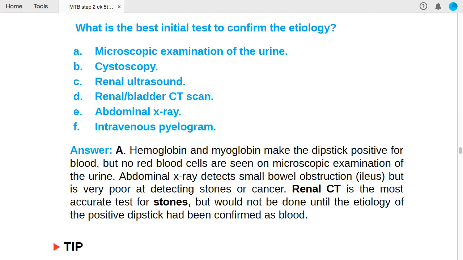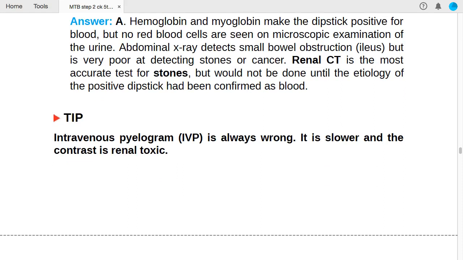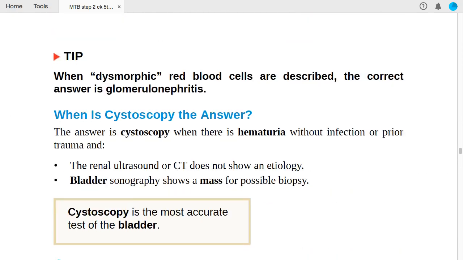Now, a tip for us: intravenous pyelogram is always wrong. It is slower and the contrast is renal toxic. So we'll never go for intravenous pyelography. Why? Because the dye or contrast media which we use for this procedure is actually nephrotoxic. So we are not going to go for this. Usually a wrong answer. Now, another tip: when dysmorphic red blood cells are described, the correct answer is glomerulonephritis.